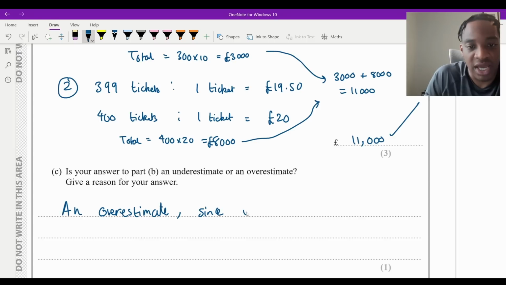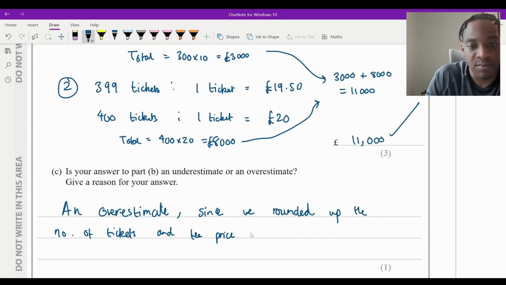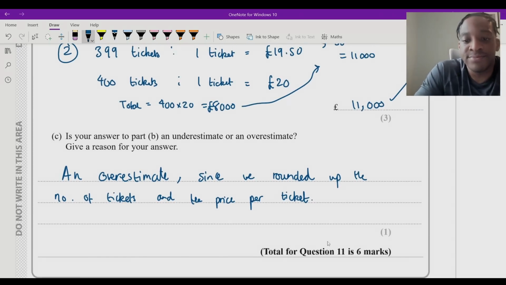since we rounded up the number of tickets and the price per ticket. And that will give you the 1 mark. And that is question 11 finished.